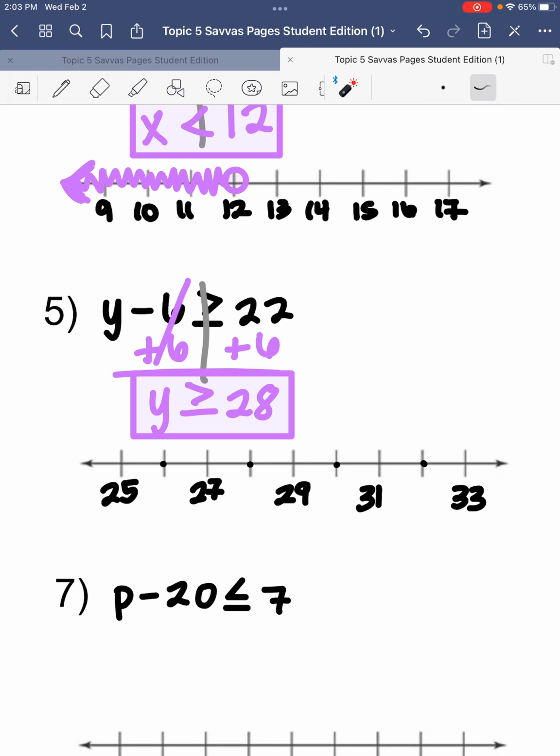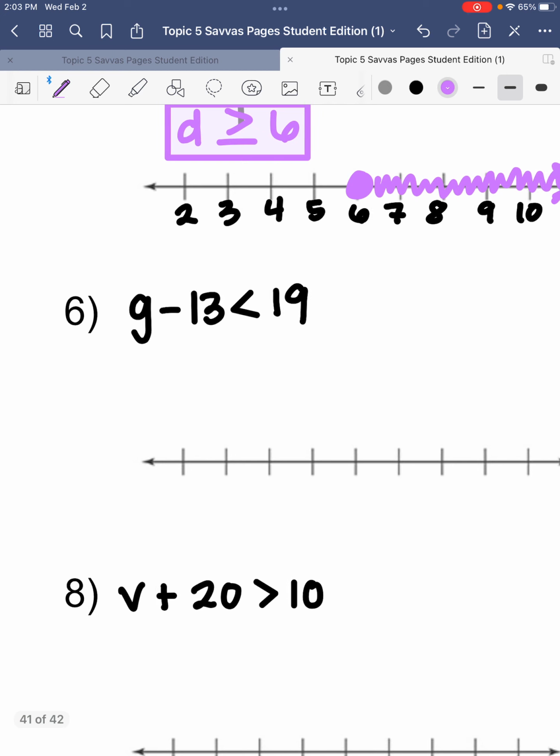What kind of circle do I want? I want a closed circle because there's a line underneath my inequality sign, okay? So I'm going to put my circle and I'm going to fill it in because it's a closed circle. And again, because that variable is on the left-hand side, I can use this as an arrow telling me which way to shade. I'm going to shade towards the right. So all the numbers that are bigger than 28.